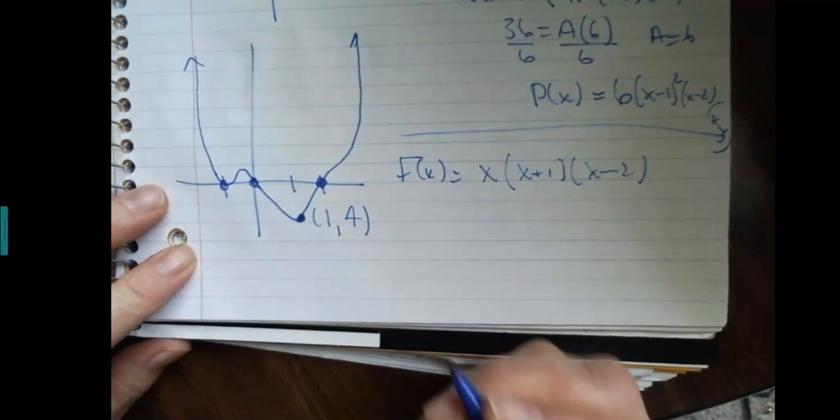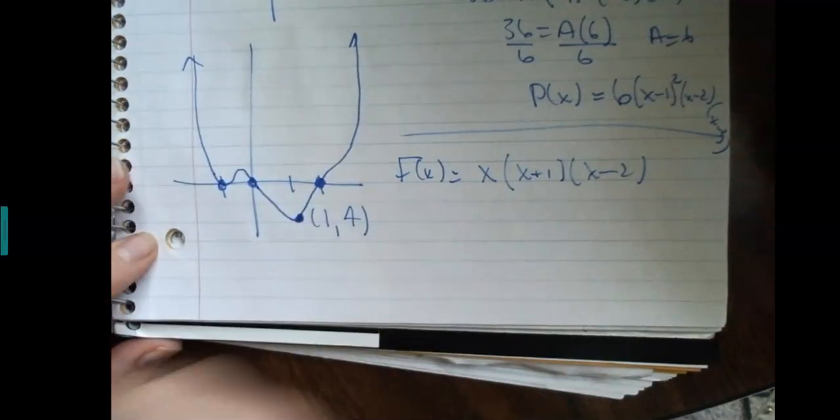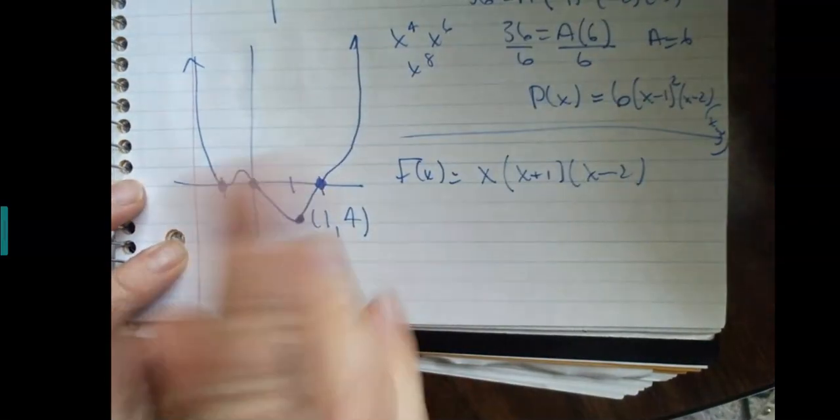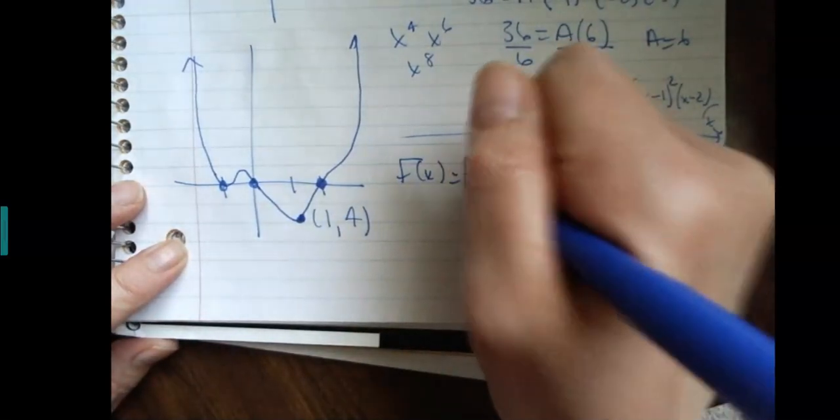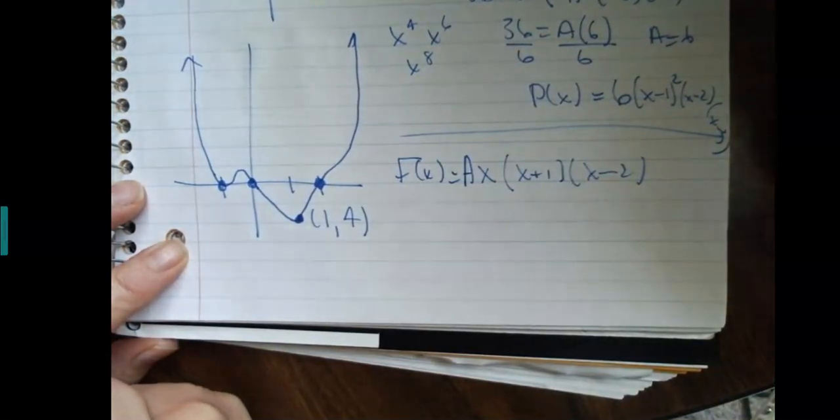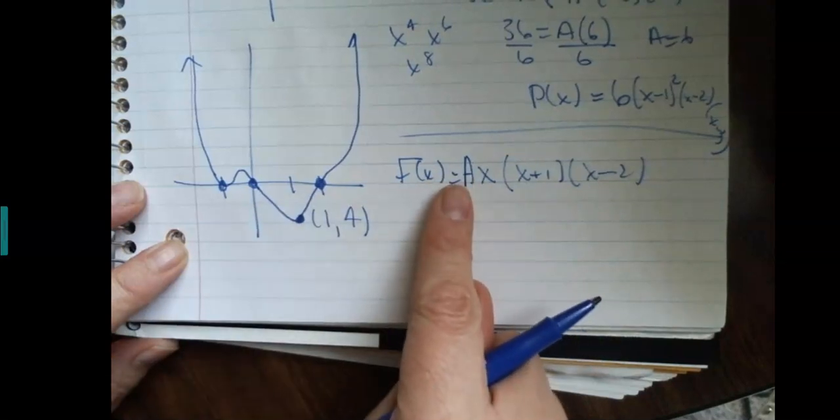All right, let's look at overall behavior. It is even, so it has to be like x to the 4th, x to the 6th, x to the 8th, right? Kind of that bunny ears going up, not reflected. So whatever my coefficient is, there's some number, some constant, I don't know what it is. But I do know it's going to end up being positive.